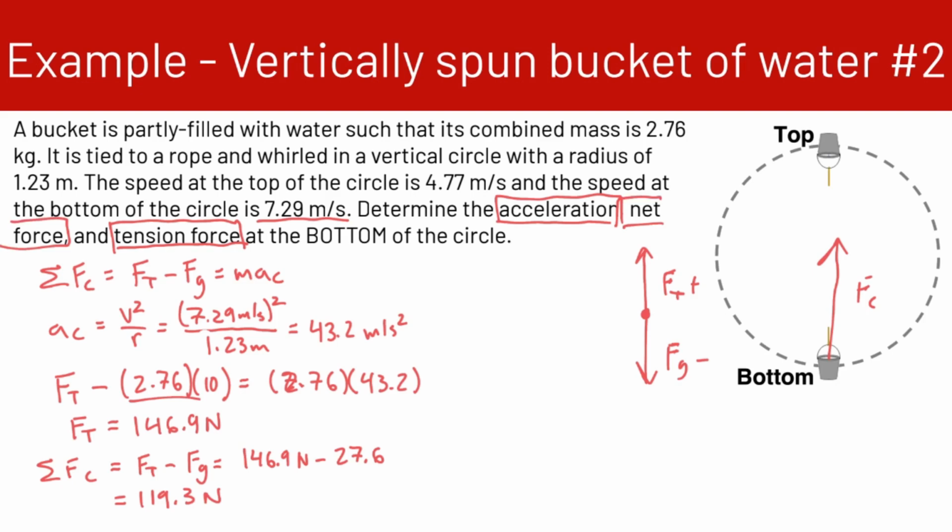All right, so we have our centripetal acceleration of 43.2 meters per second squared. We have our tension force of 146.9 newtons, and we have our sum of forces, our net force, of 119.3 newtons, and that is a positive net force.